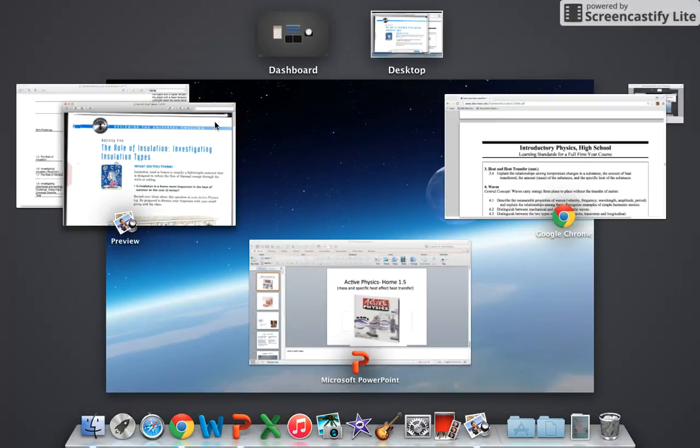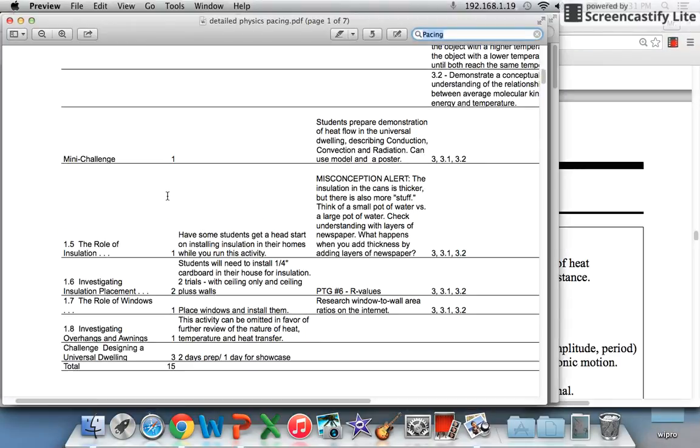If we take a look at our pacing guide, a couple things to note here. Misconception alert. It says right here, before I get to that, have some students get a head start and install insulation in their homes while you run this activity. So basically, as they're doing the lab and collecting data, you could have them also start to insulate their homes. I don't really do that. I find that just running the lab itself requires the full attention of the students, and insulating their homes could be for the next day, which is 1.6. We'll talk about that in the next video.